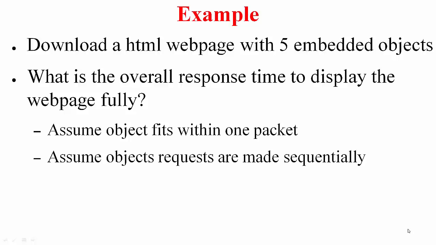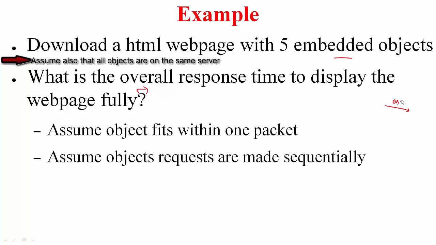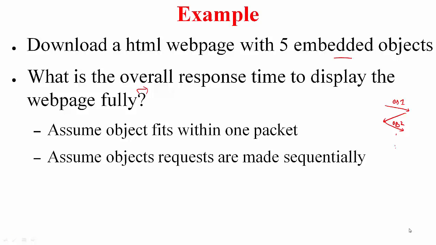Suppose you are using HTTP non-persistent connections and you want to download a HTML page which in turn has 5 embedded objects within it. Now what will be the overall response time to display the web page fully? By fully I mean including displaying these 5 embedded objects. Now assume that an object fits within one packet and assume also that the object requests are made sequentially. In other words, you request for object 1, only when the reply for this comes you request for object 2, and so on. So calculate what the overall response time is going to be.